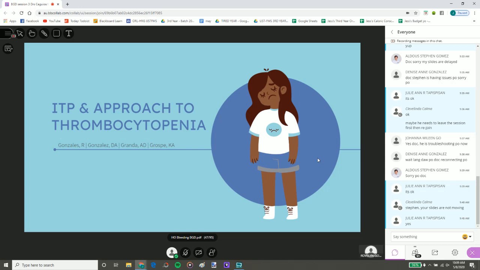So we now discuss immune thrombocytopenic purpura and the approach to thrombocytopenia. So we have a case of a 25-year-old female whose chief complaint is weakness. Upon history, it was noted that she's had month-long menses wherein she self-medicated with unspecified herbs. However, bleeding persisted. She also noticed peripheral weakness, which prompted her to seek consult.